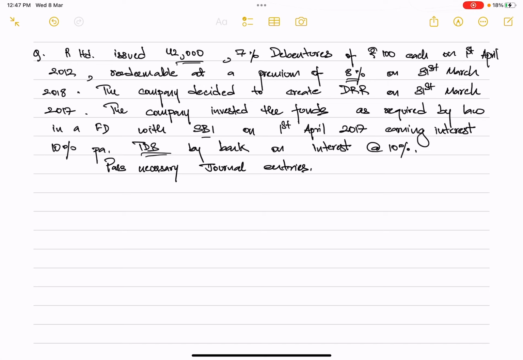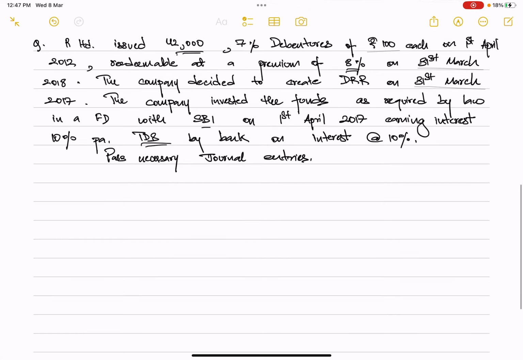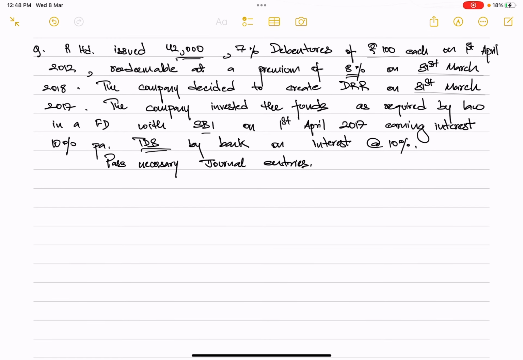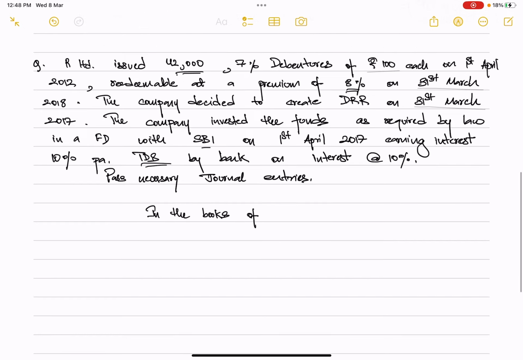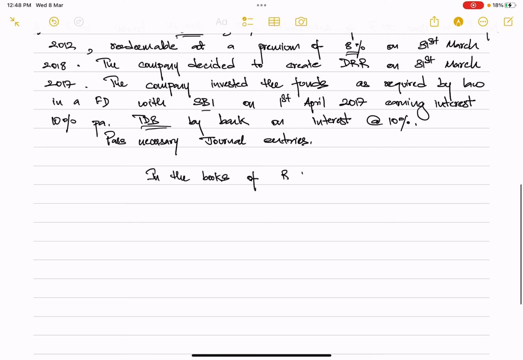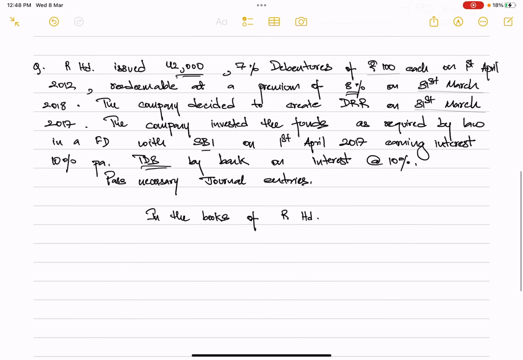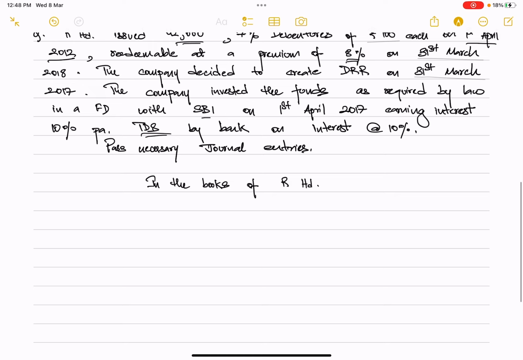So first of all, we will start with the journals, and the initial stage is regarding the issue of debentures. Let's prepare this journal. In the books of what is the name of the company? The company's name is R Limited. So in the books of R Limited, the debentures were issued on 1st April. In the date column, you can write 1st April 2017.